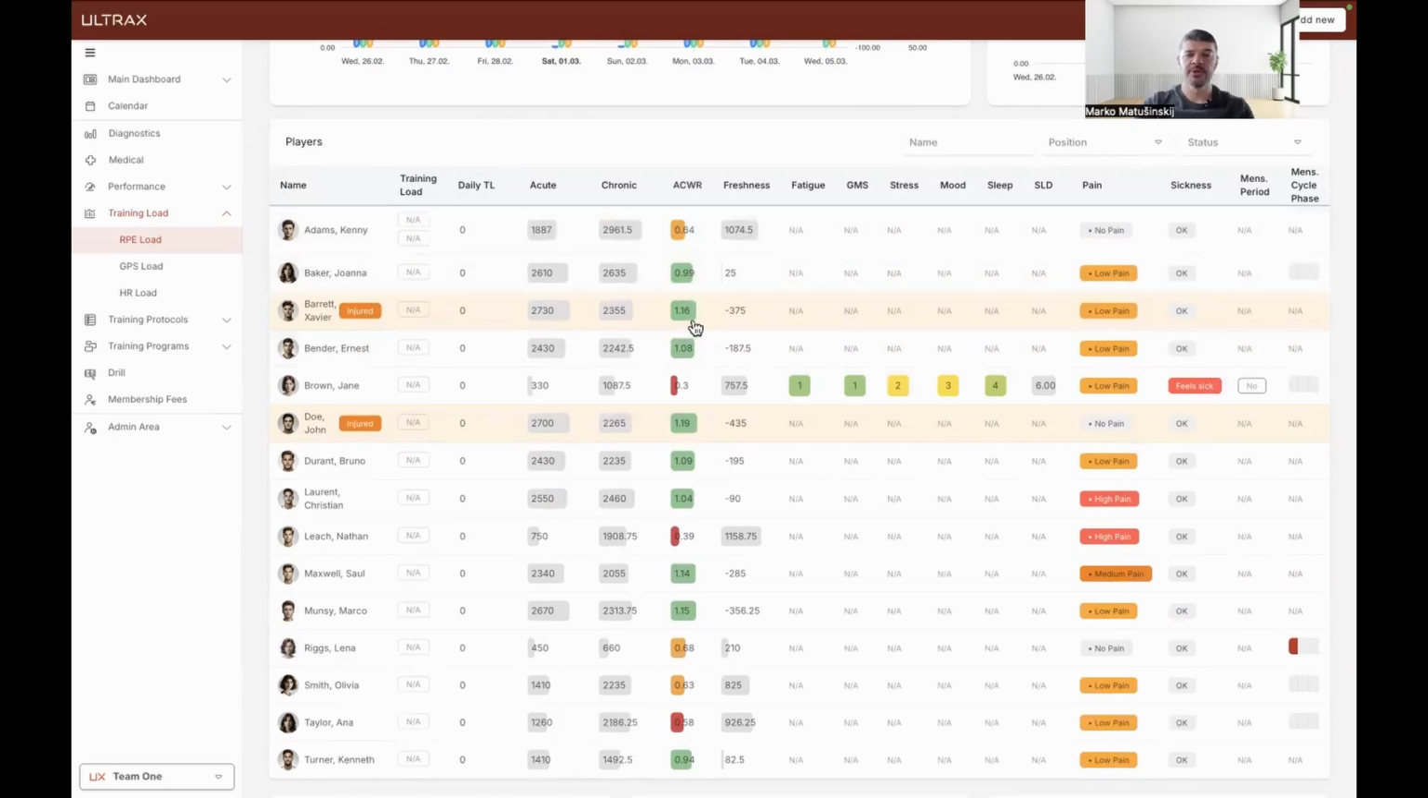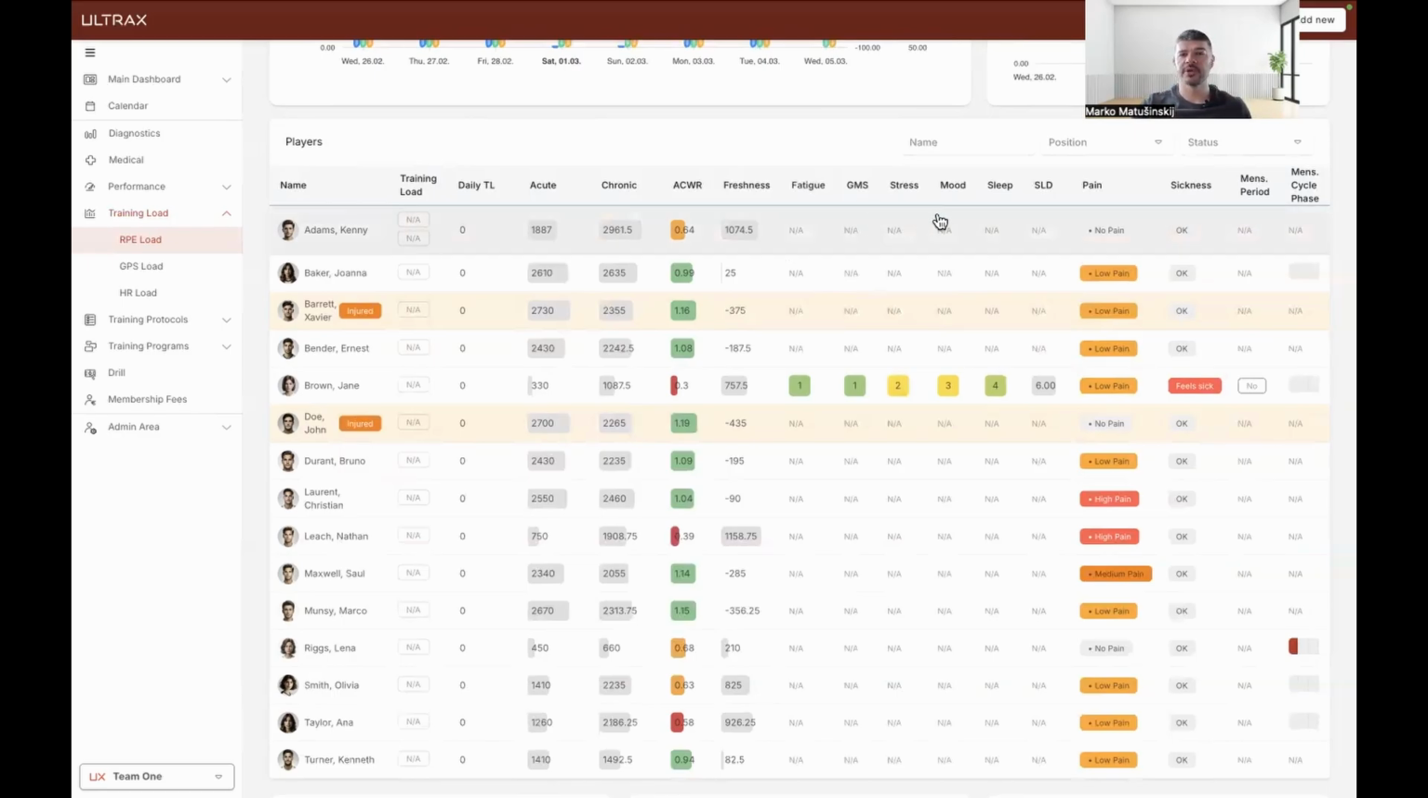So you want to see something green, or if you are in a deload period, maybe you see something like what is happening here with Kenny. Freshness, so it's a week-to-week change. When you have a higher last week, the freshness will be positive, or negative if you have lower. So this simple information can give you an insight. Have you increased or decreased the load between the last 2 weeks?